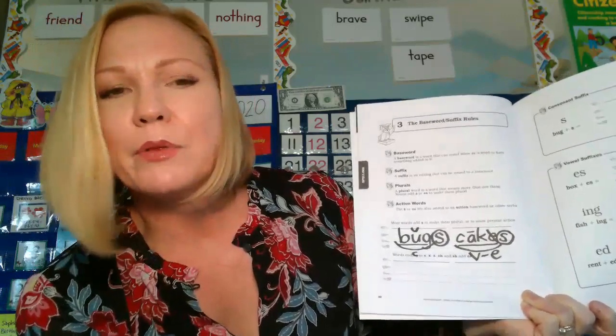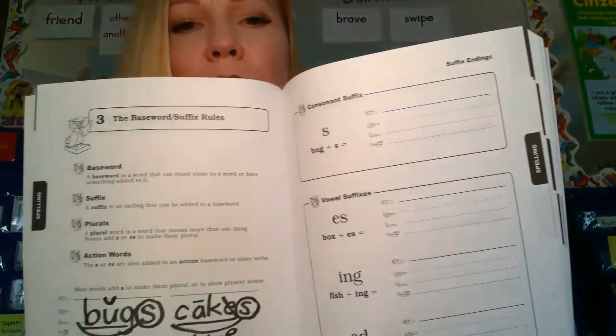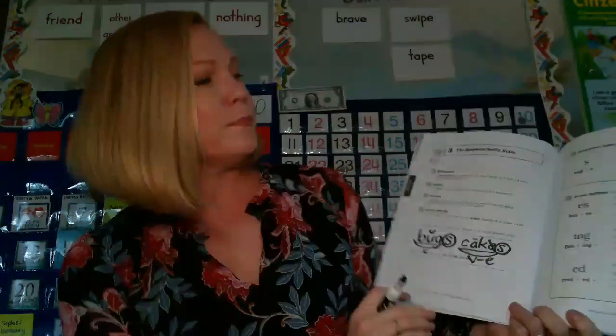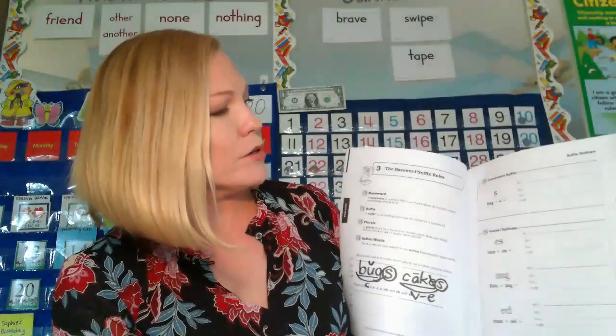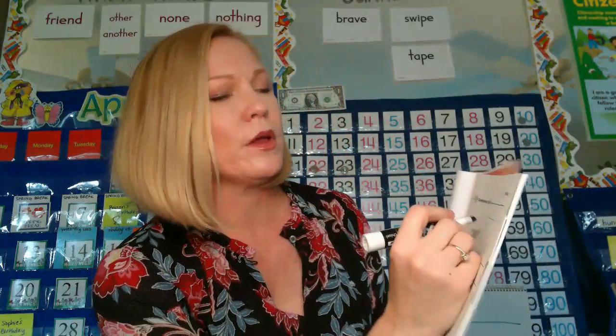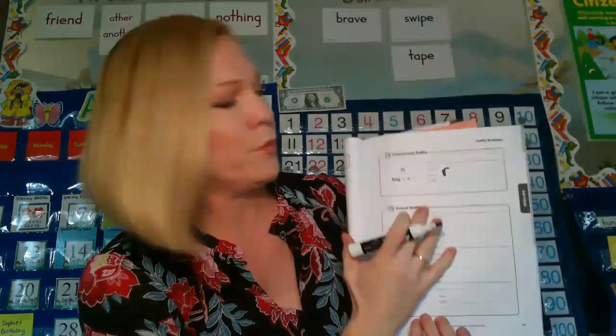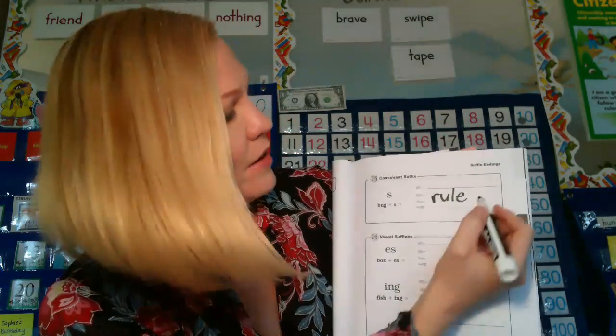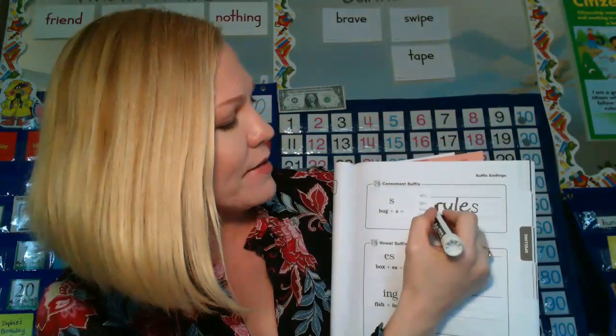We're going to leave the bottom blank for now, and we're going to skip to the next page at the very top, and we're just going to add one more word. How about that word, rule. There are many rules in school. R, oo, o, and have that suffix s, rules. Rules keep us safe.